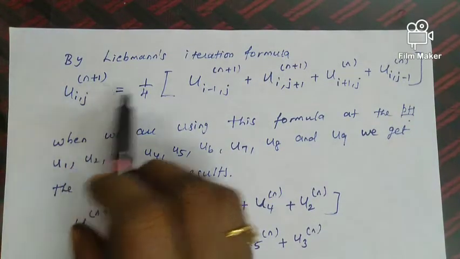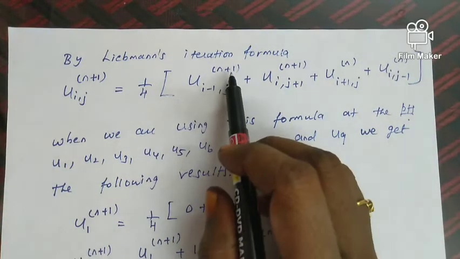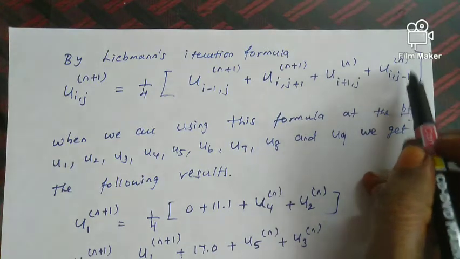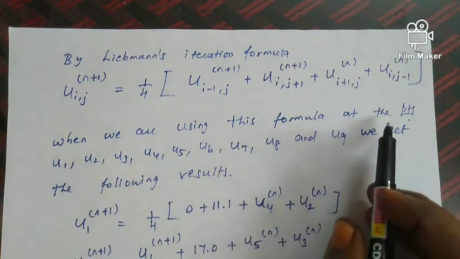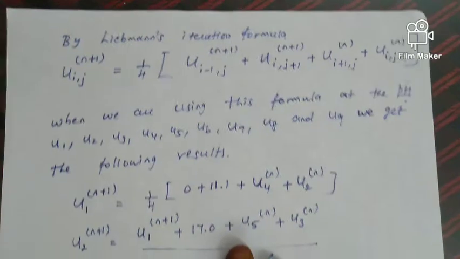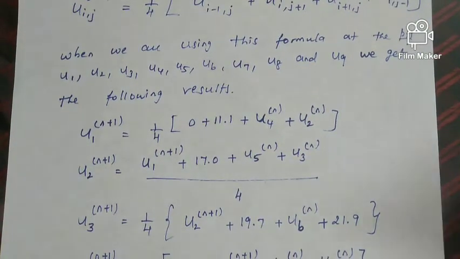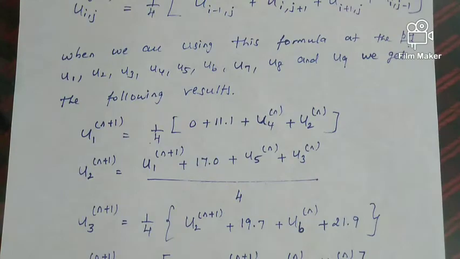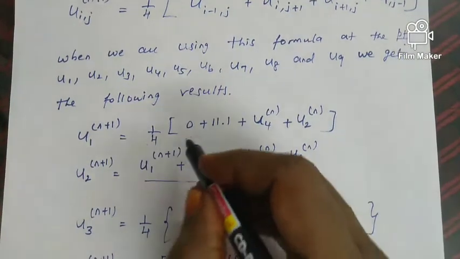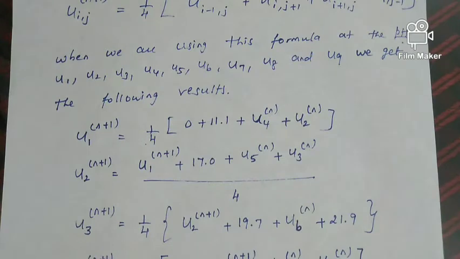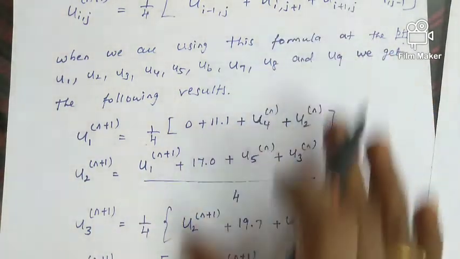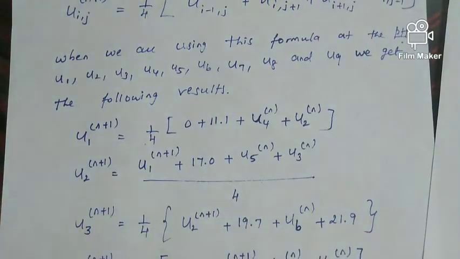u(i,j) of n+1 equals 1/4 of [u(i-1,j) of n+1 plus u(i,j+1) of n+1 plus u(i+1,j) of n plus u(i,j-1) of n]. When we use this formula at the points u1 to u9, we get the following results. How are we going to apply this? Look at the diagram; with the diagram you can do it very easily. Just remember the formula. But when you are doing the problem, you need not come here and put n equals 0. Instead, directly from the diagram, you can add the 4 values and divide by 4 to get the value. Right? We are writing all these things just to understand the method. If you look at the diagram itself, we can easily calculate the values.